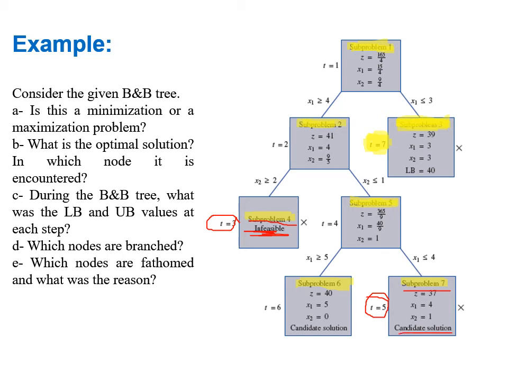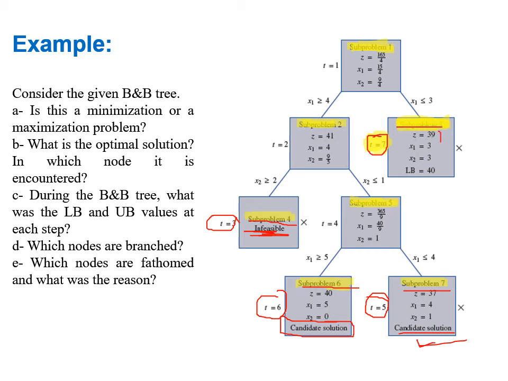Because we found an integer feasible solution, fathom by feasibility. What about the next node, node 6, subproblem 6? What's the reason for this fathoming? Again, we found a candidate solution, an integer feasible solution, and the reason is fathom because of feasibility. And finally, what's the reason for fathoming node 7, which is subproblem 3?